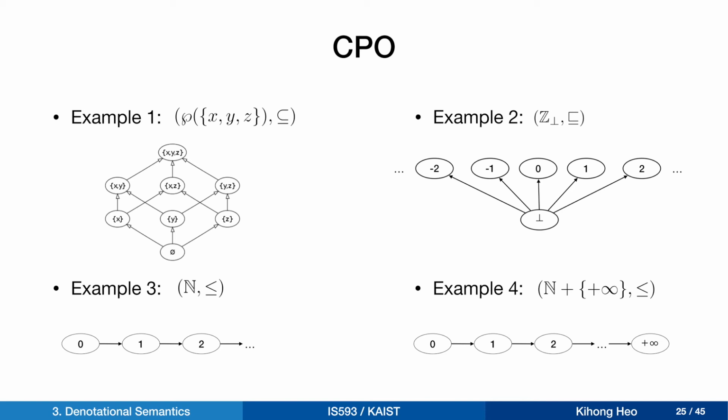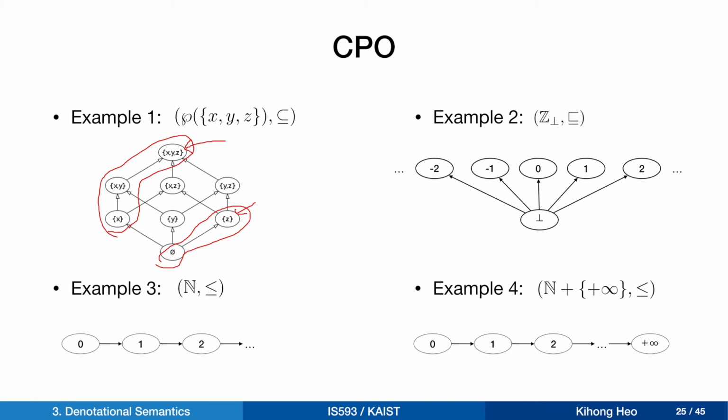For example, for this chain, the least upper bound of this chain is actually Z, the singleton set Z, which is already in the set. For this chain, the least upper bound is this set, which is already in the set, and so on and so forth. So as you can guess, all the least upper bounds of chains are actually in the set. So this is a CPO.